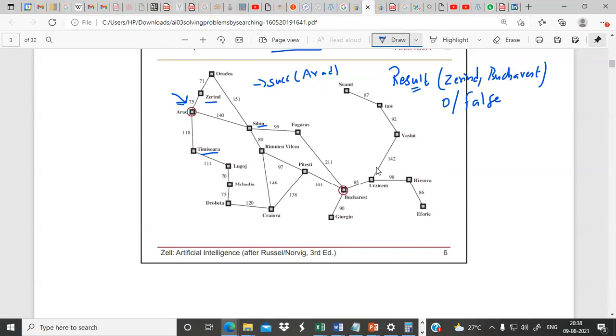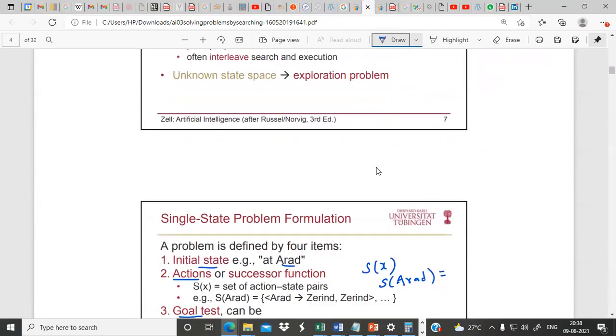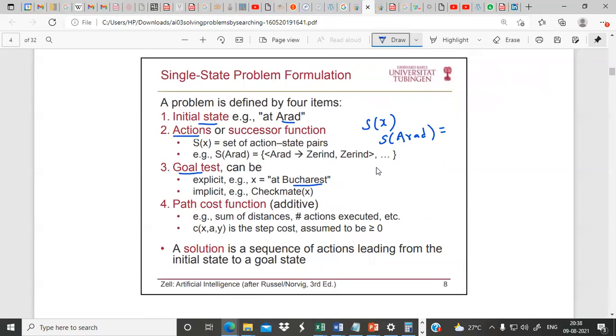Okay. So like this, there are many actions available. All those sets of actions you have to define when you define the problem. And then the path cost. Path cost is the sum of the cost of reaching from the source to the destination.